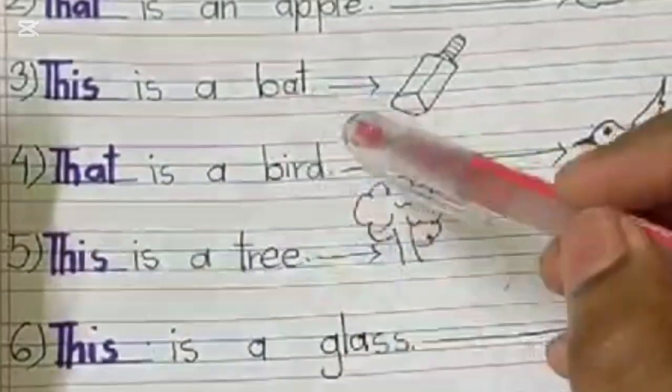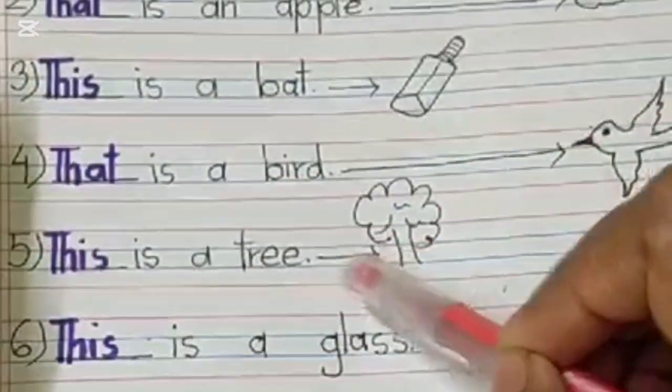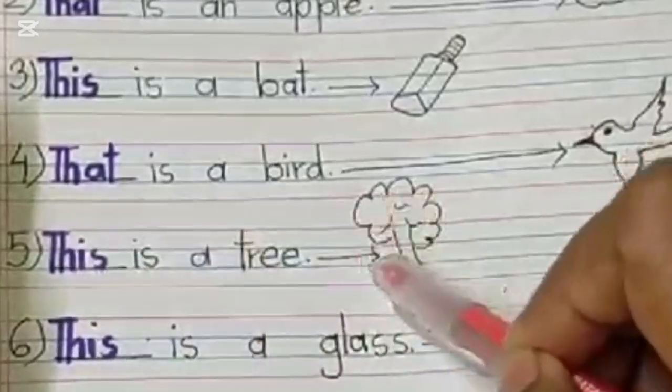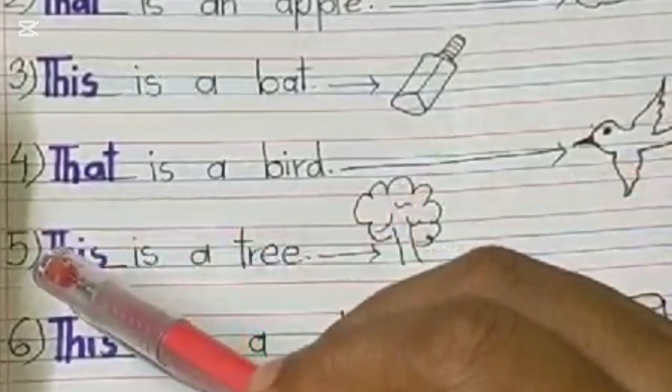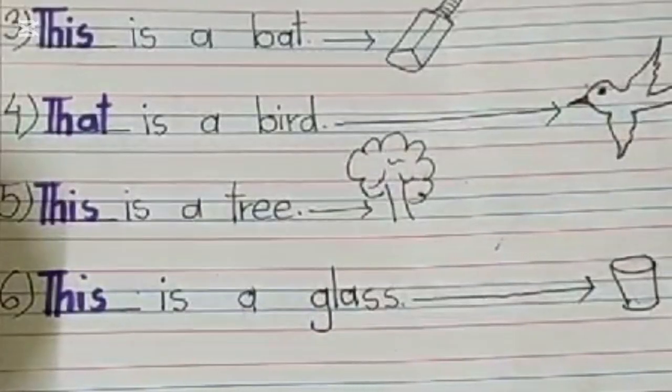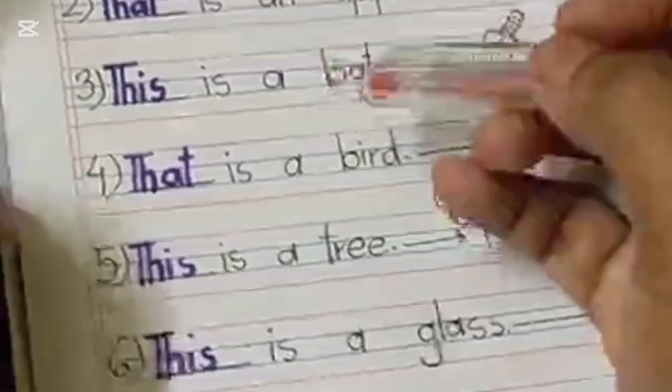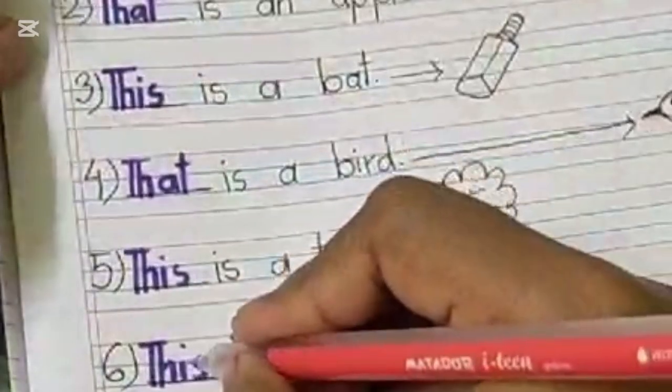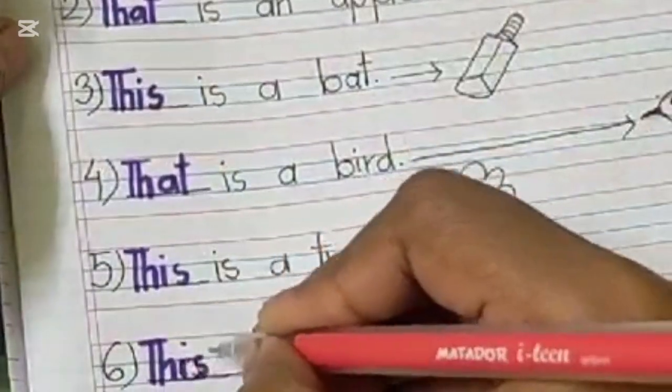Now this one, the same thing. The arrow is short. Dash is a tree. The tree is near us. That's why we have to use this. And this is a long arrow. That means the glass is far from us. So that's why we have to use that. So sorry, we have to use that here.